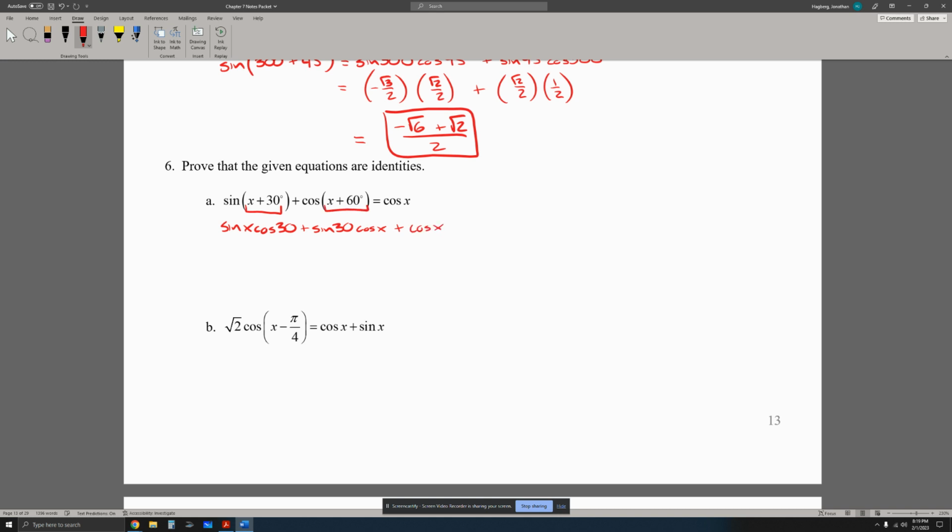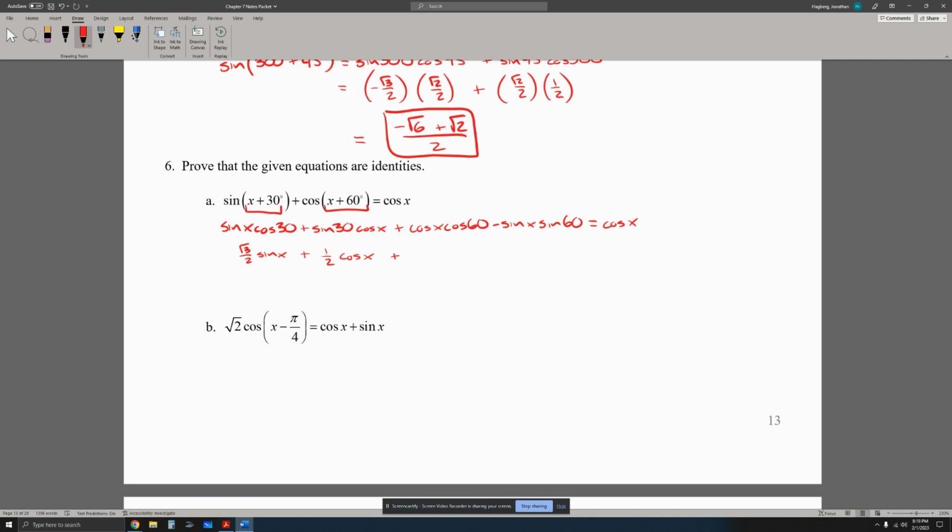So we have plus the cosine of x, cosine of 60, and then minus the sine of x, sine of 60. Okay, and we want to verify that this whole thing right here is equal to the cosine of x. So let's go ahead and start evaluating some of these things. So we have sine of x, cosine of 30. Well, the cosine of 30 is the square root of 3 over 2. So this is square root of 3 over 2 sine x. Plus, the sine of 30 is 1/2. So we have 1/2 cosine x.